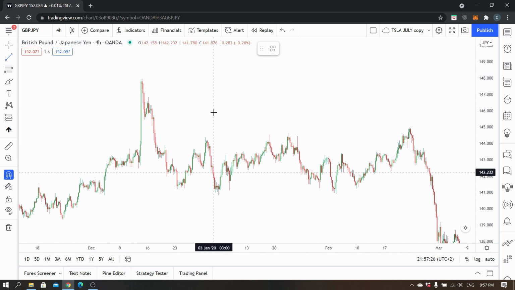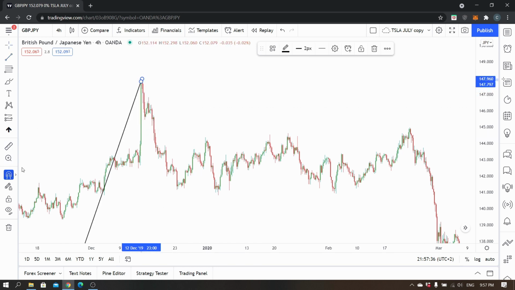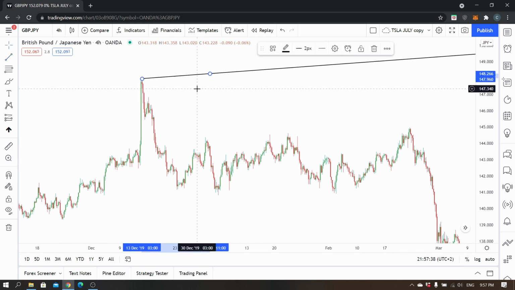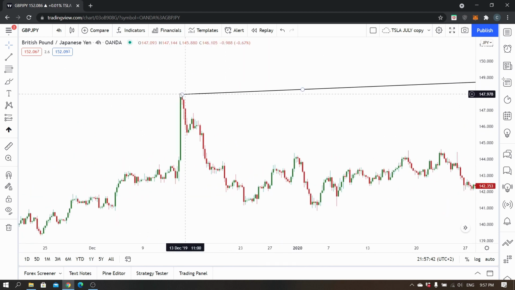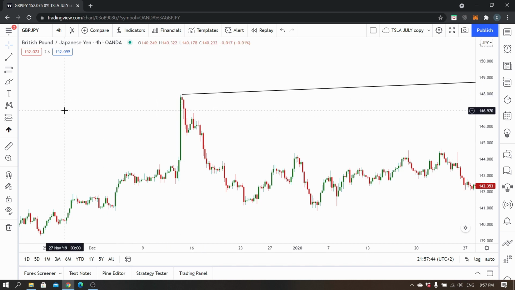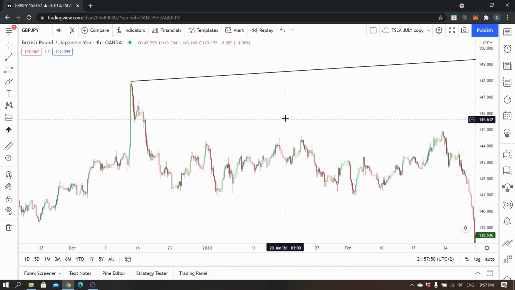So let's now actually get into how this works, the third touch, which is the secret. First of all, you draw off the wicks. I'll turn this off real quick just to show you. What we do is we draw off the wicks, not the bodies, no, the definite wicks, and that's why I also turn on the magnet. That way it actually snaps the best way possible.